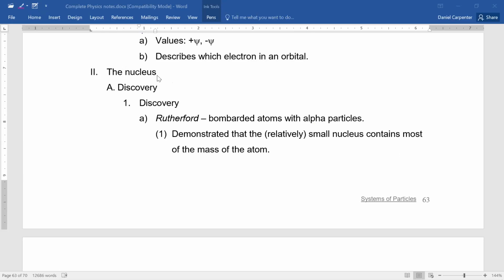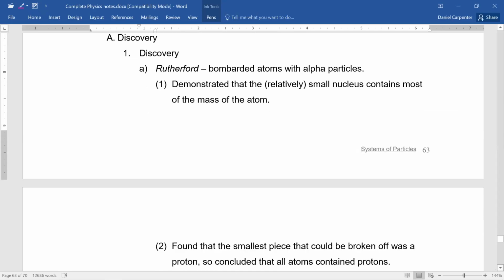All right, so our friend Rutherford bombarded atoms with alpha particles. Alpha particles are helium nuclei, 2 protons and 2 neutrons. And he showed that, well, first of all, let me tell you what happened. So he bombarded this with these, I think he used gold foil.